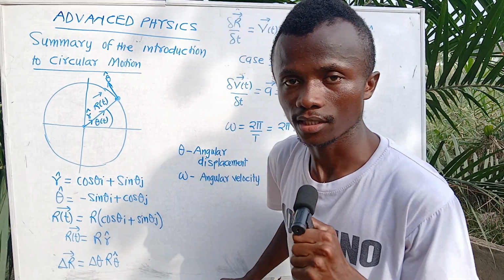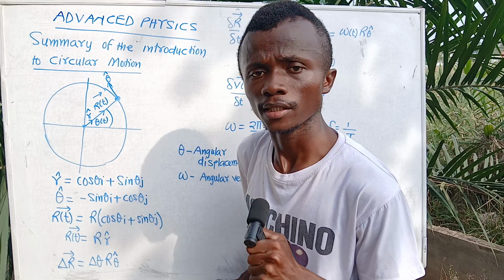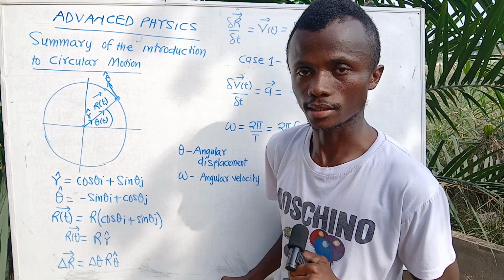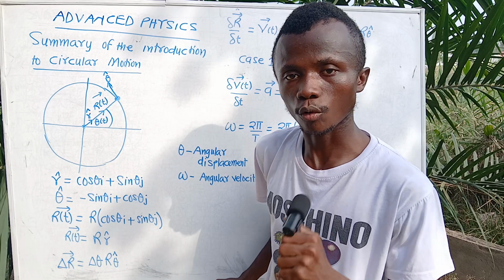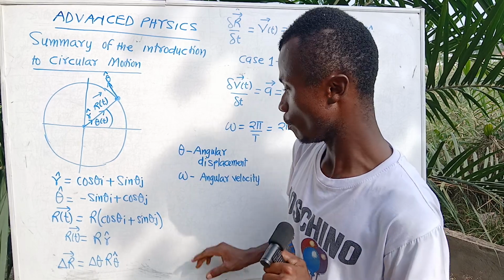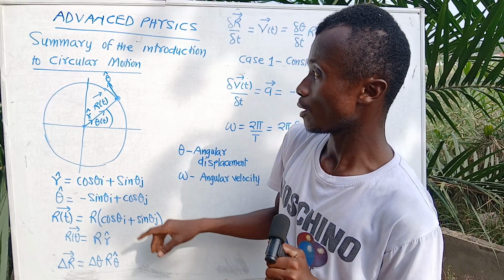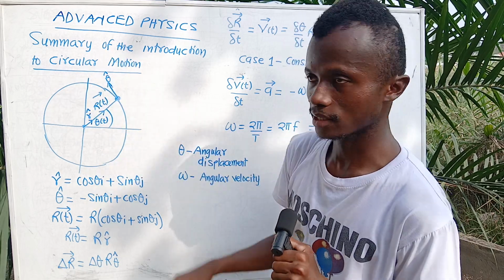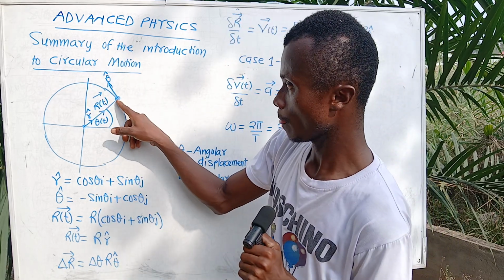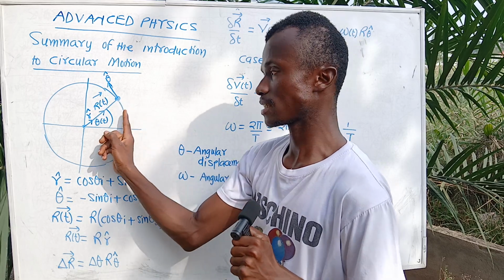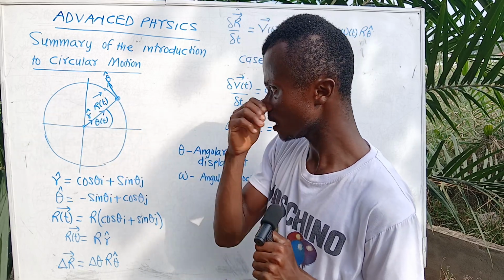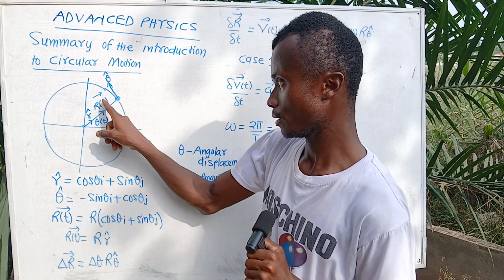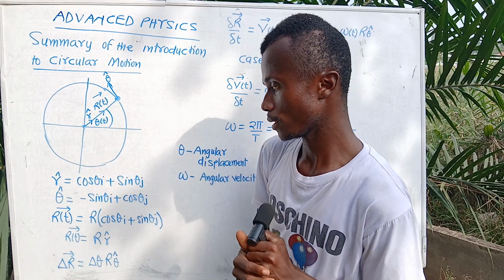So we now look at case 2 of circular motion, where omega, which is the angular velocity, is not a constant. We have already talked about the situation where omega is a constant, and that was an introduction to circular motion. The summary of it is that at every point in time, when an object traverses a circular trajectory, it defines a position vector r of t, which is radially outward.